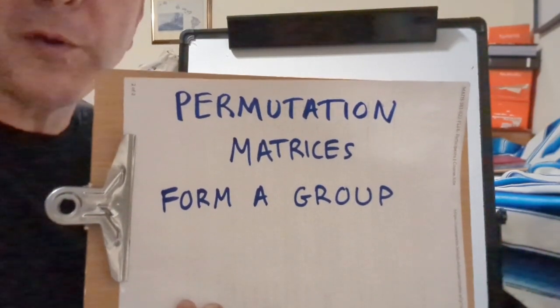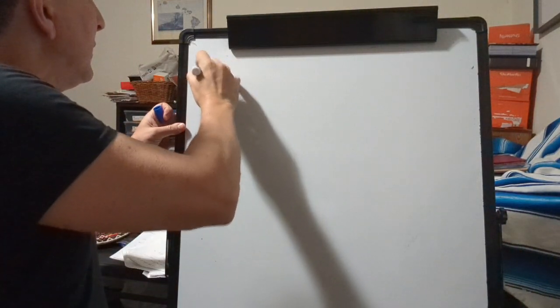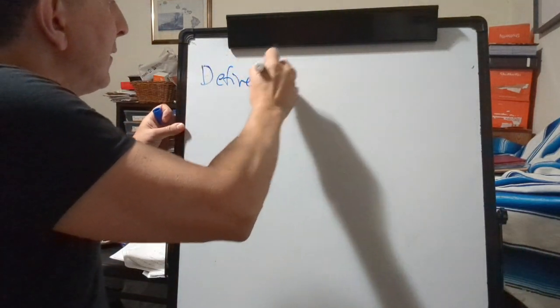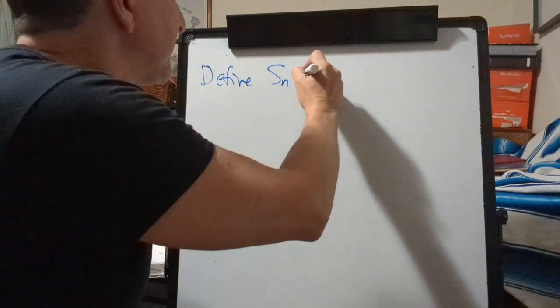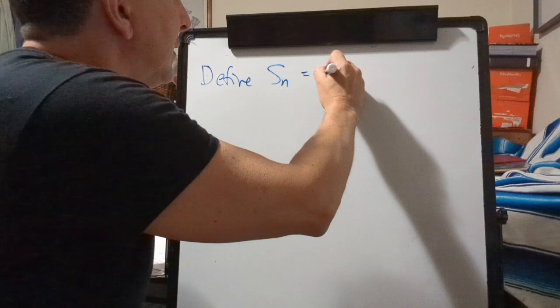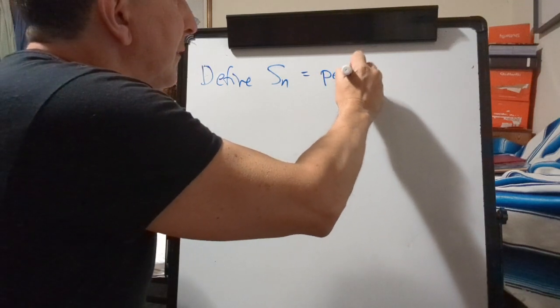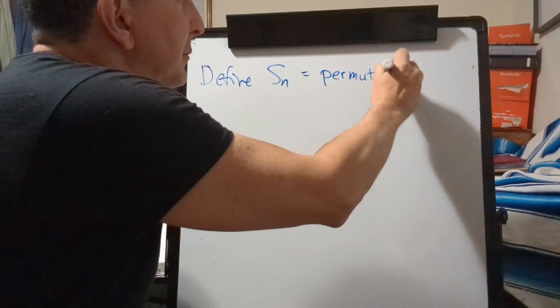Let's prove that permutation matrices form a group. First of all, we define the set Sn to be the set of permutation matrices.